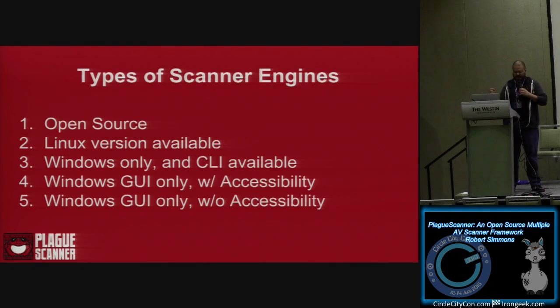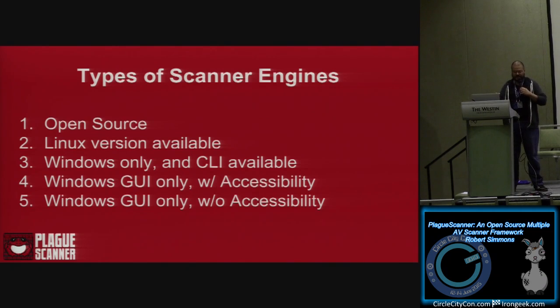So the third type is a Windows-only scanner. There's plenty of these. There's actually more of them than there are Linux scanners. But this third category is a Windows-only scanner that has a command line, so that you can run subprocess.Popen or subprocess.call in Python, and call the binary and use it just like you would one in Linux. Now, the last 2 categories are the really difficult ones.